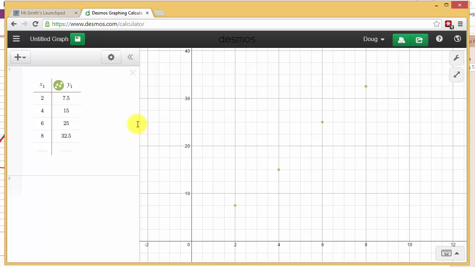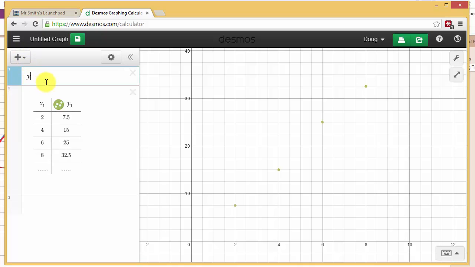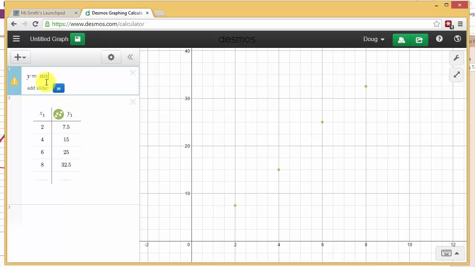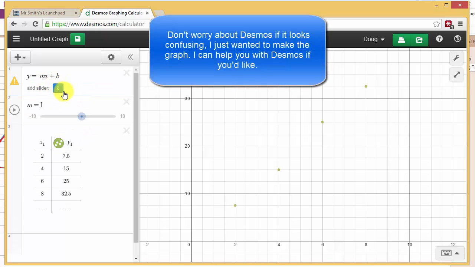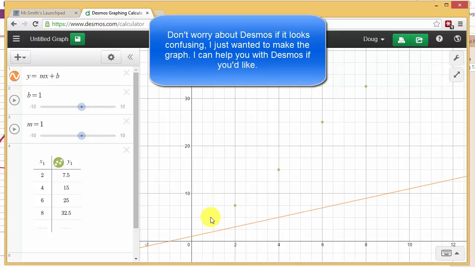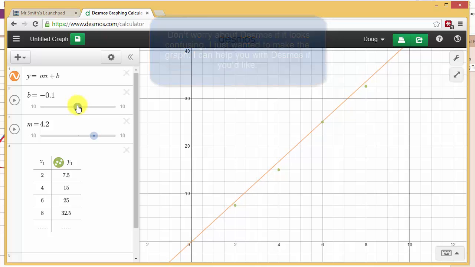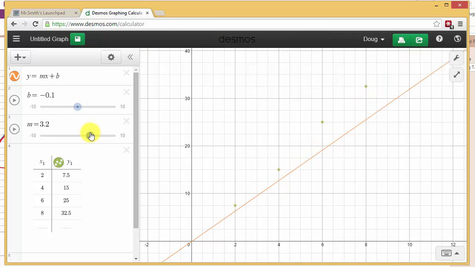And so there are the points. I could do a line of best fit. To do a line of best fit in this program, I could go y equals mx plus b, and add a slider for each. Something like that. So that's the equation of that line.